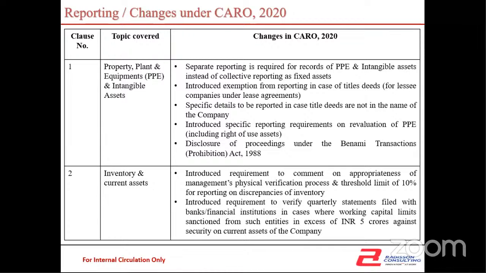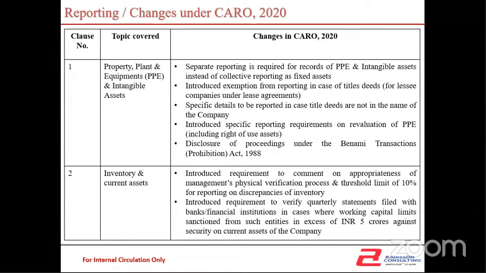So if title deeds are not in the name of the company, the auditor is required to report the description of the property, its gross value, the name of the person in whose name the title deed is made instead of the company, the reason for such different name, and if any disputes are going on between the company and such person, then the same also needs to be reported. Title deeds are for immovable property. Only those immovable properties which are shown as property, plant and equipment or as non-current assets held for sale in the financials of the company will be covered.